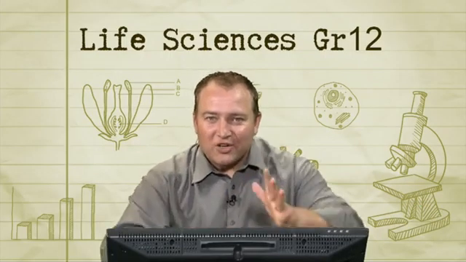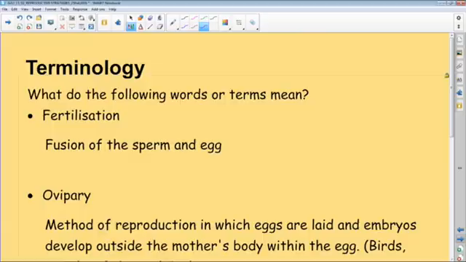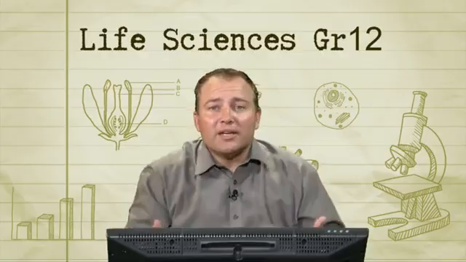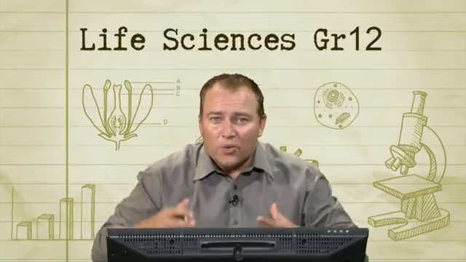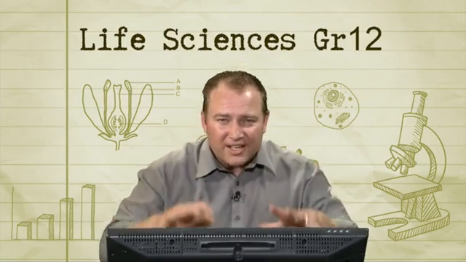Right, let's have a look at it. We're going to go through the first one, which is very, very simple. You guys know this. You've been doing this for so many years from grade 9. First one we're going to have a look at is fertilization. Fertilization is the fusion of the sperm and the egg cell. Very easy. You guys are going to get this when you do human reproduction. It's very important to remember.